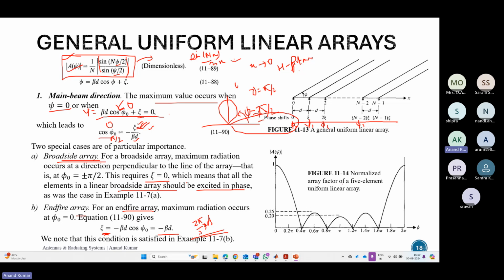So I'll just pause over here to look at the results that we obtained. For broadside array, we got xi equals 0, and for endfire array, we got xi equals minus beta d. And this was satisfied in one of the examples that we saw earlier in this class.